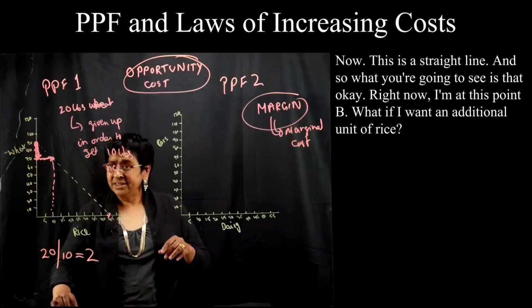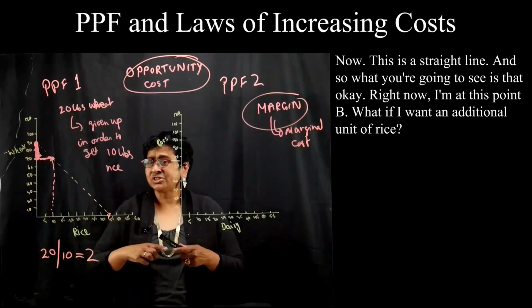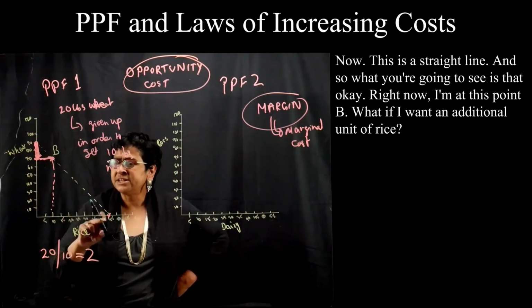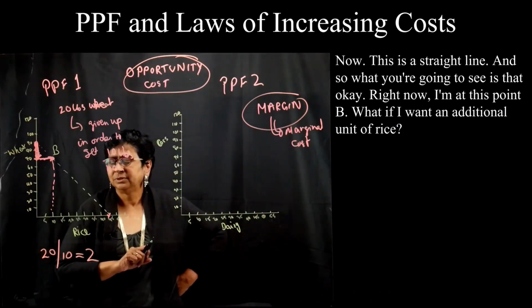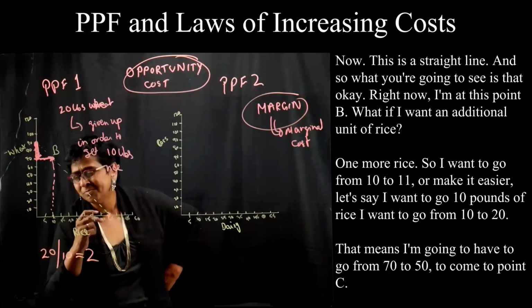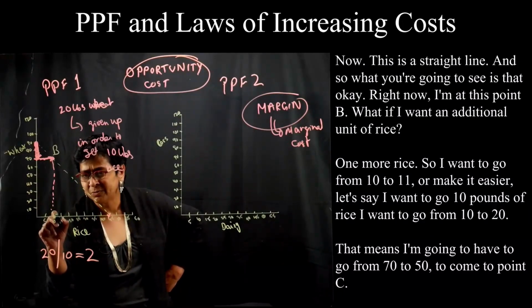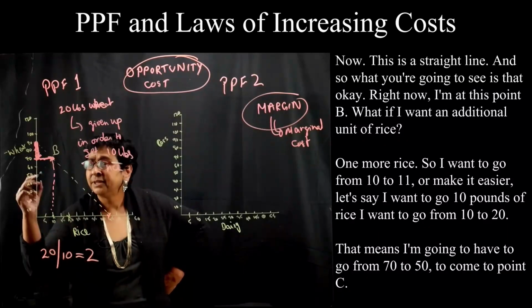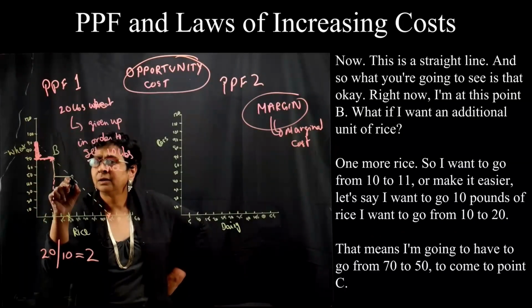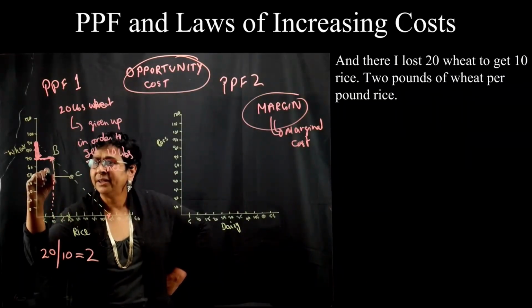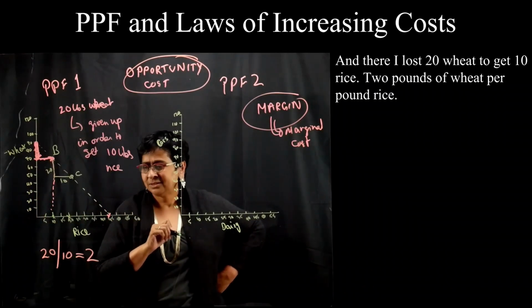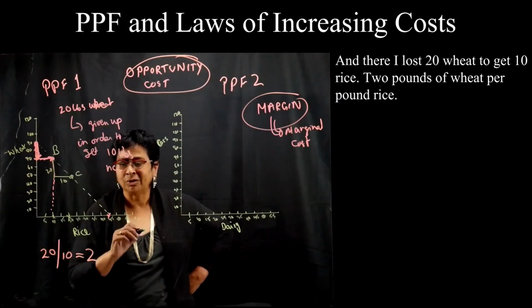Now, this is a straight line. And so what you're going to see is that, okay, right now I'm at this point B. What if I want an additional unit of rice? One more rice. So I want to go from 10 to 11. Or make it easier, let's say I want to go from 10 to 20 pounds of rice. That means I'm going to have to go from 70 to 50 to come to point C. And there I lost 20 wheat to get 10 rice. 2 pounds of wheat per rice, right?